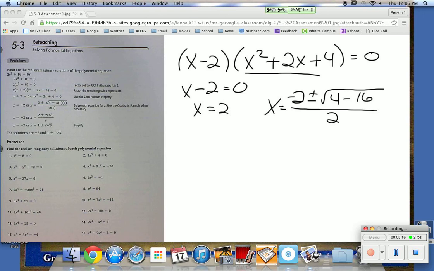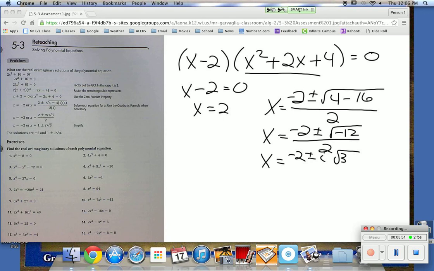No, we're not done. So we have to say x equals, let's reduce this a little bit, minus 2 plus or minus the square root of 4 minus 16, which is a negative 12, over 2. All right, are we done? No. Now we have to say x equals minus 2 plus or minus, I'm going to bring my negative out of this and make it an i out front, square root of 12, which we can break up into what? 3 times 4, right?